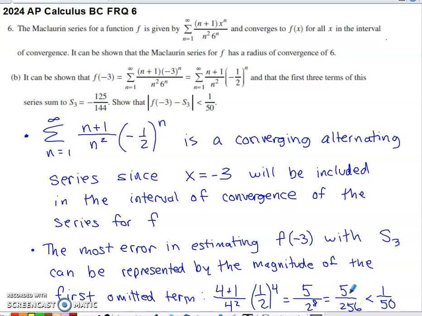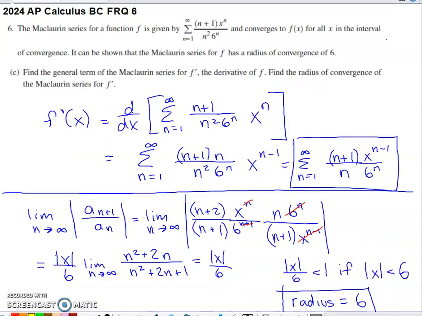This is going to have a slightly smaller value than 1 over 50. Part C says find the general term for the Maclaurin series for f prime, the derivative of f, and then also find the radius of convergence for the series for f prime.